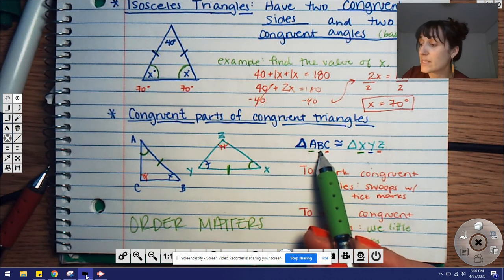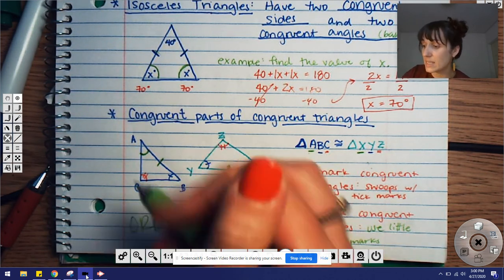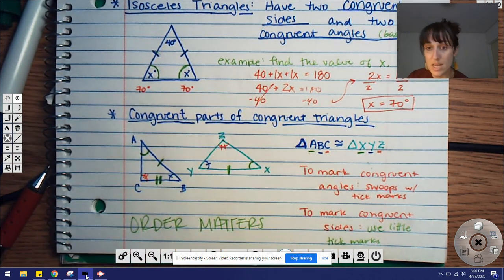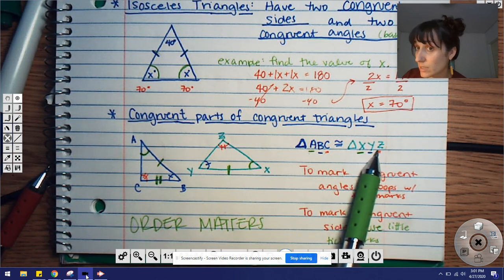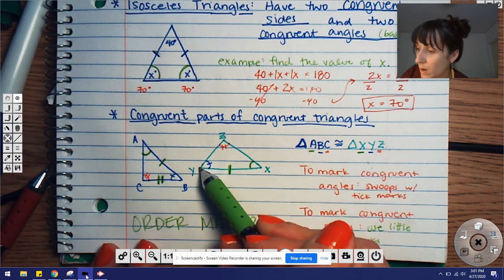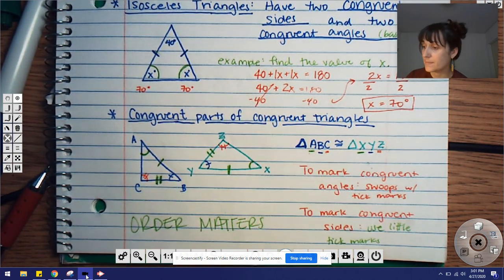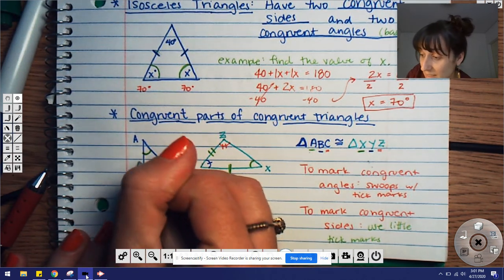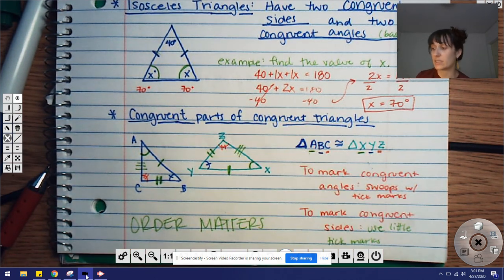The next one, I would say B to C. B to C, I'm going to mark that one with 2 marks, is congruent to, I'm going to take the last 2 letters of my second triangle, Y, Z. Which would mean this last line that's unlabeled is going to be congruent to the last line that's unlabeled here.